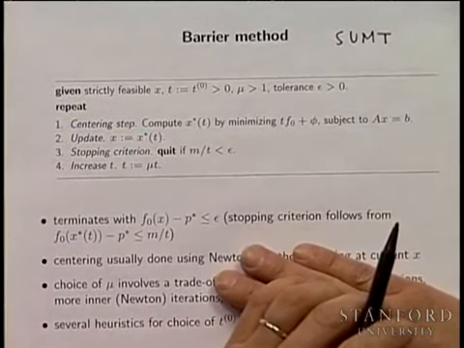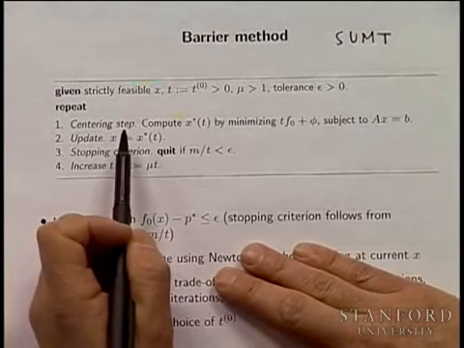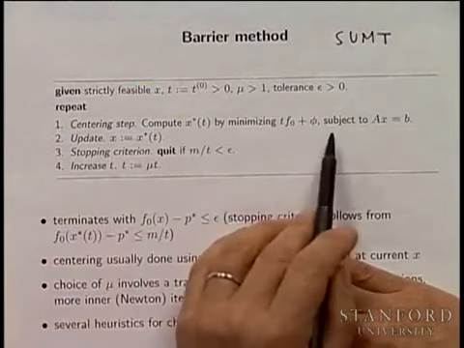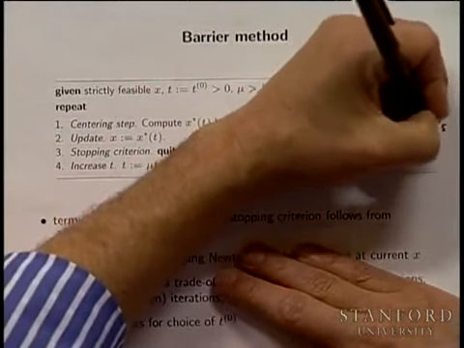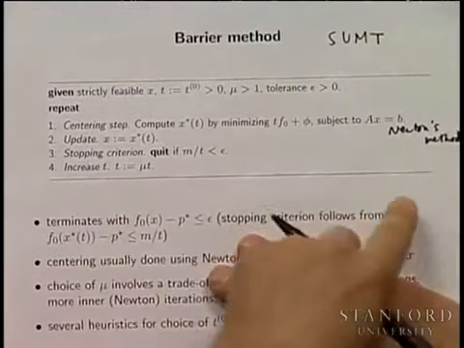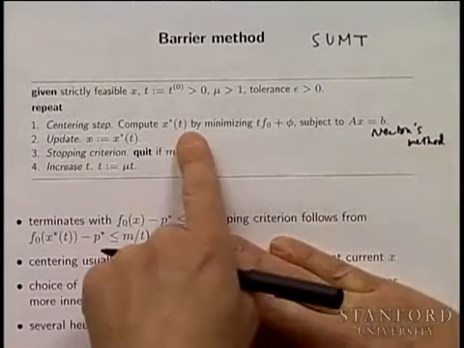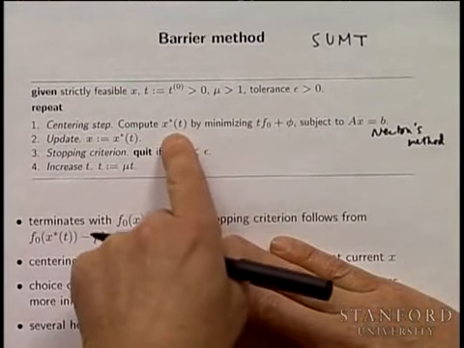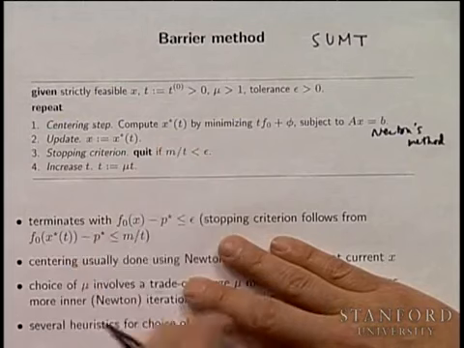And here's how it works. You simply do centering steps. So you compute x star of t by minimizing this. And this could be using Newton's method. I mean, it doesn't really matter. But if you want a complexity method, and if you want this method to work well, you're going to have to use something like Newton's method here. Okay? So you do this, and you will start from the previous value, the previous x star found.